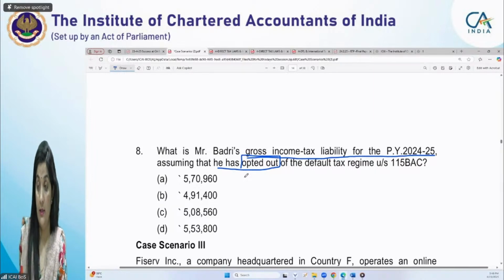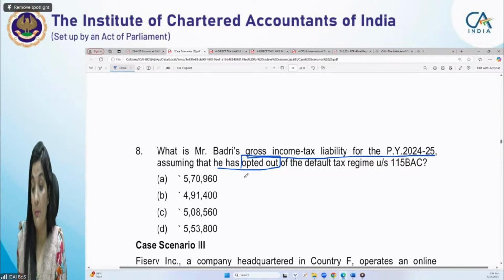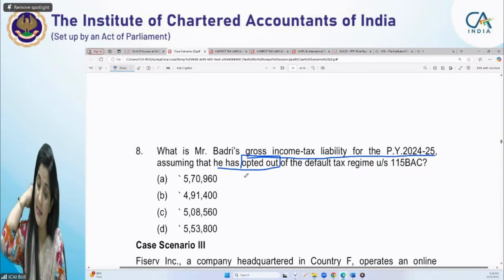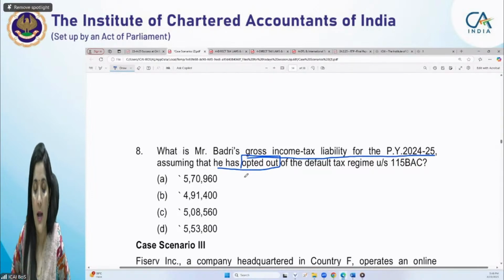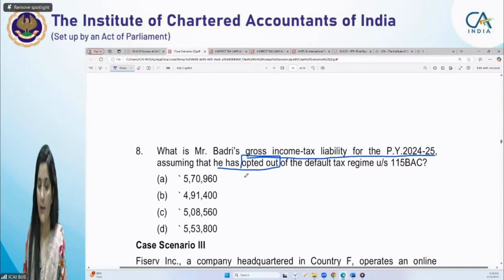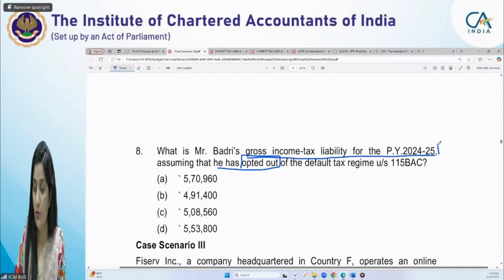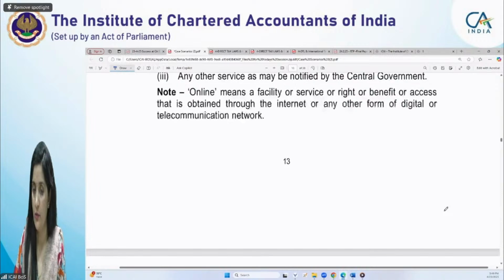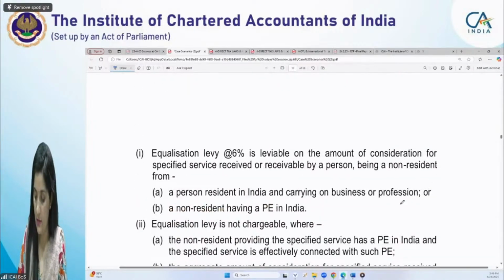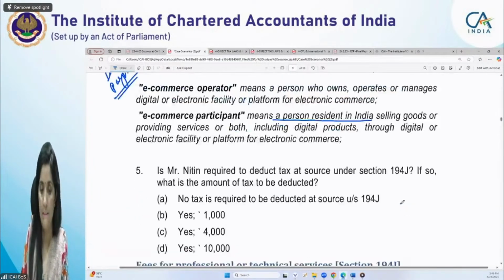If it's a full-fledged question, definitely you have to make a comparison also between the normal regime and the default tax regime. But if it's a small question, then you have to do the calculation as per the default tax regime, unless it's clearly specifying opted out of the default tax regime. So here you have to compute the gross income tax liability for the previous year 24-25. Let's understand what its income is. Total income कौन सी है, हम facts पे जाके then we will decide. ठीक है.